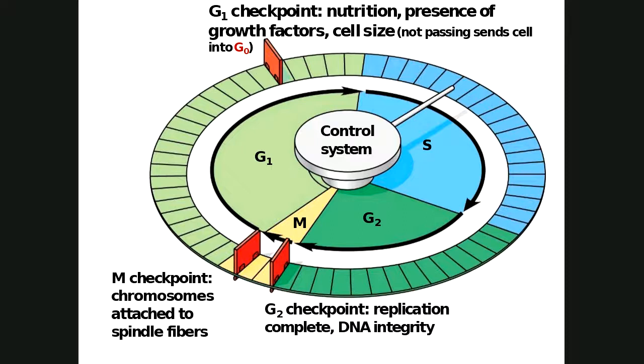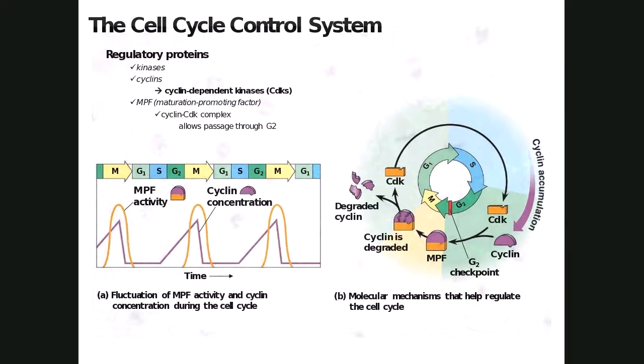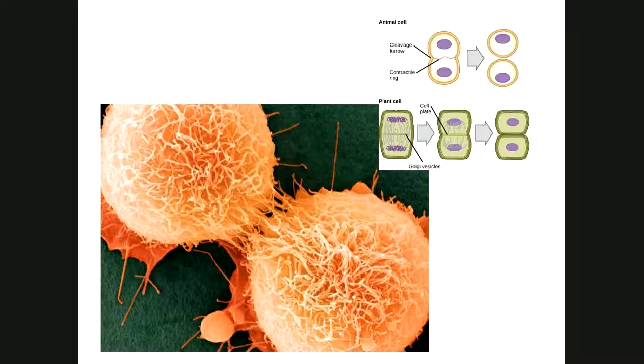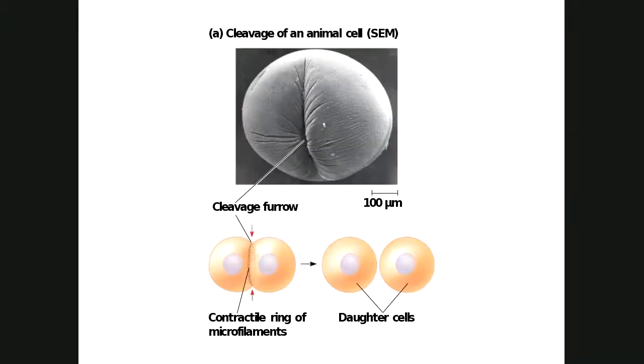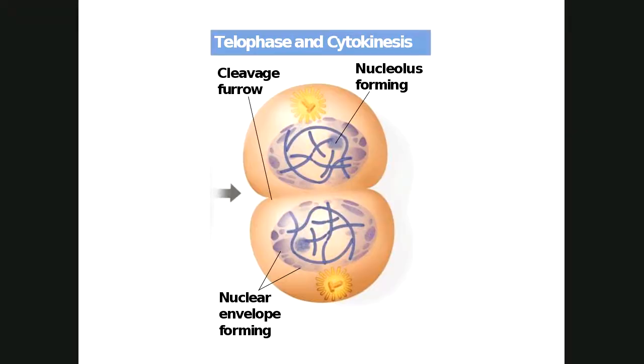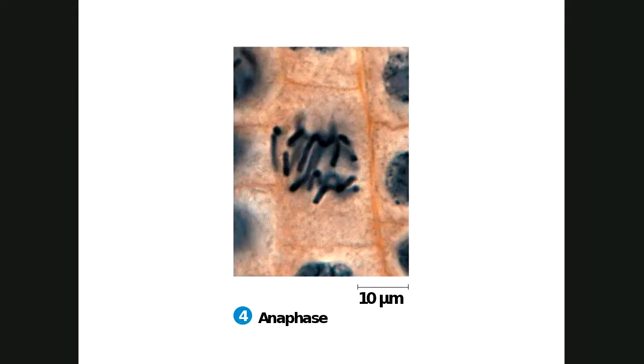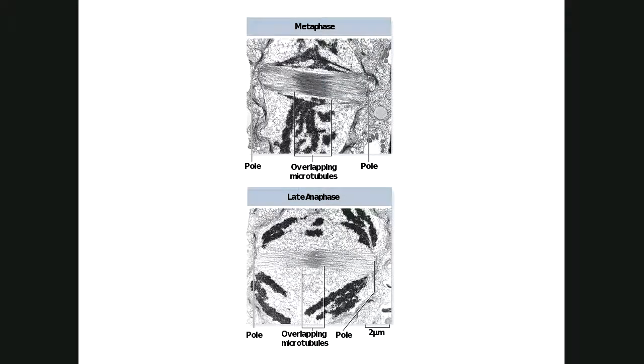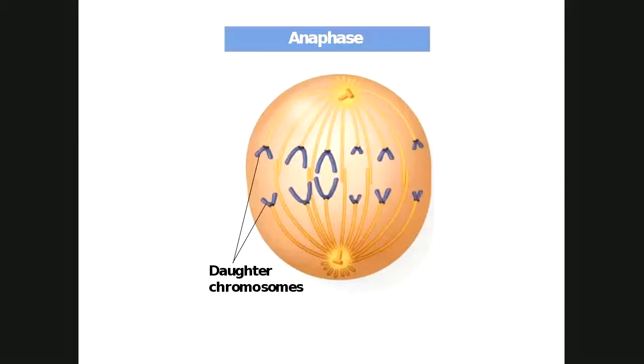The M checkpoint, let me go back a little bit, is going to make sure that every chromosome has a kinetochore microtubule attached to it. The M checkpoint is going to make sure that every sister chromatid that becomes a daughter chromosome has a kinetochore microtubule attached to it.